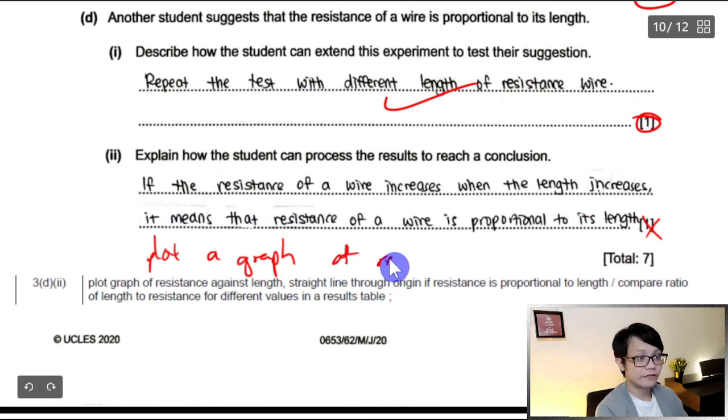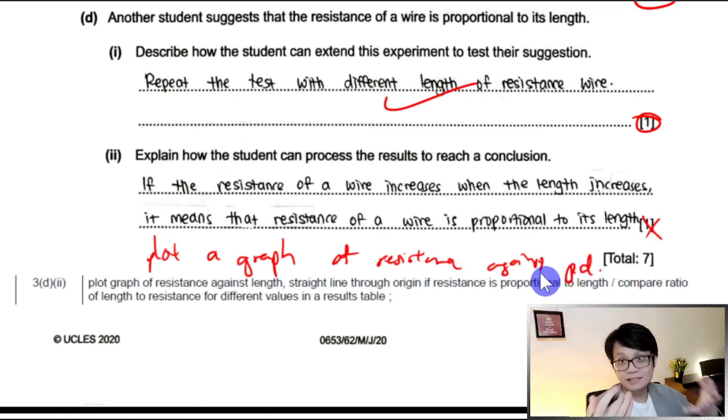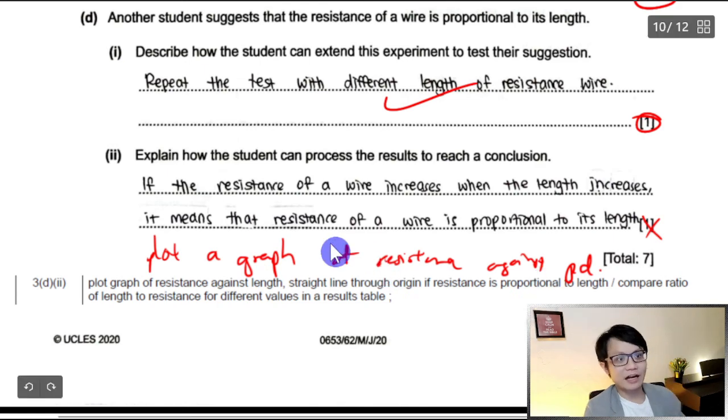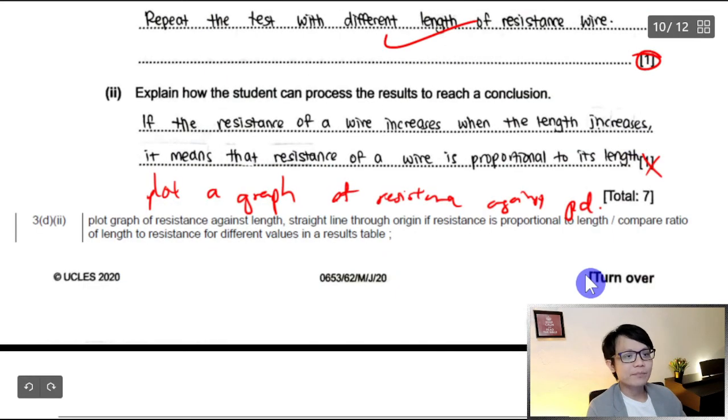of resistance against PD. Okay, so that makes sense, because if you plot the graph, then it's easier to see. How can you know? You draw the graph, then you will know. Okay, so this one thing.